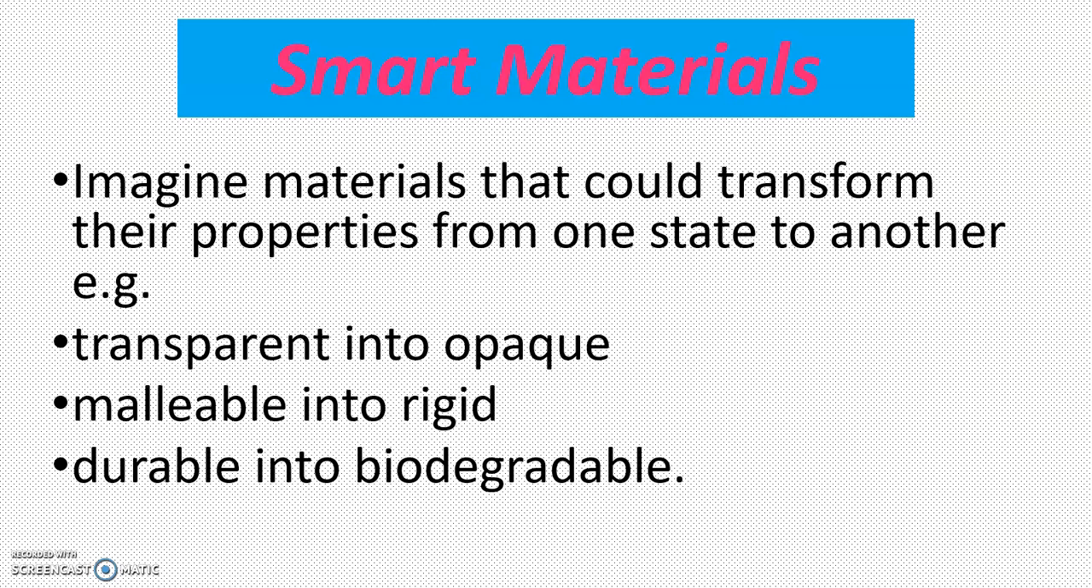However, imagine materials that could transform their properties from one state to another. Well, we don't have to, because they're known as smart materials. So you could do transparent into opaque, malleable, which means it's easily bent or stretched into wires, and then into rigid, or durable to biodegradable, which is what a lot of people are looking at the minute for making plastics, how we can cut down our plastic use and stuff, and how we can make plastics less durable, and how to make them more biodegradable.